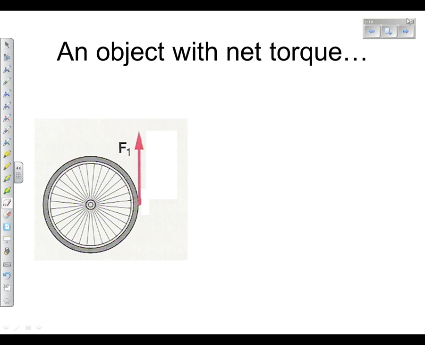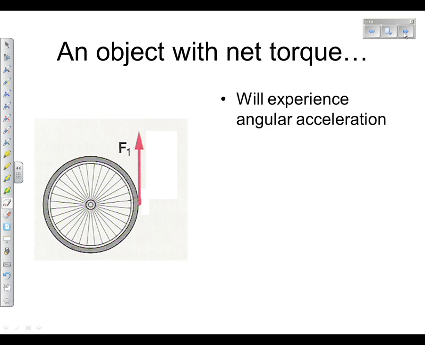We talked about the idea that torque causes changes in rotational motion. So if we have an object like this that has a single torque acting on it, okay, it will cause angular acceleration. That object will experience angular acceleration. It will change how fast it's spinning.